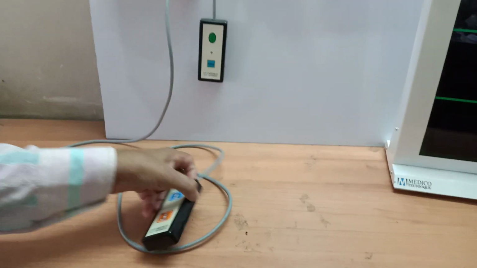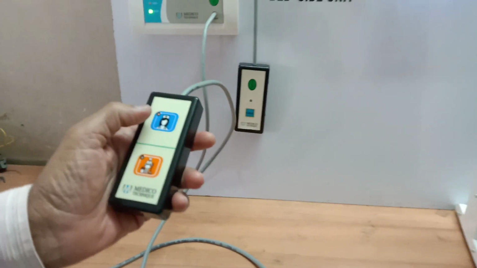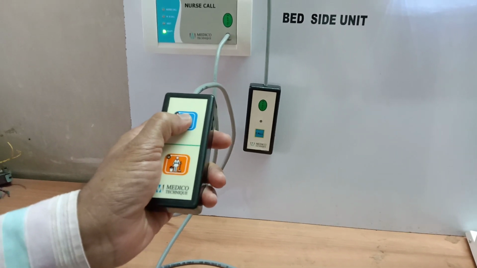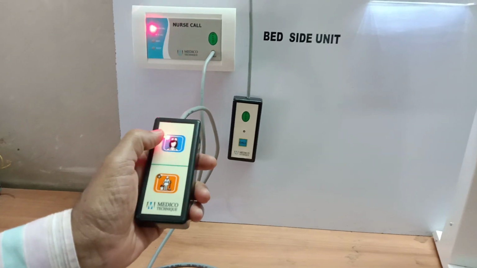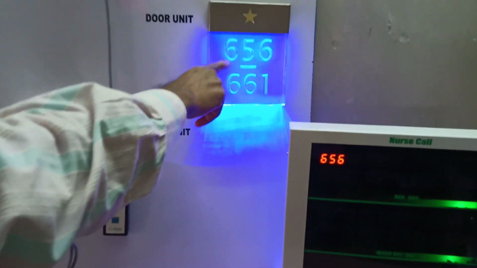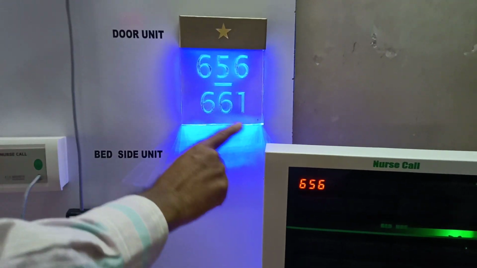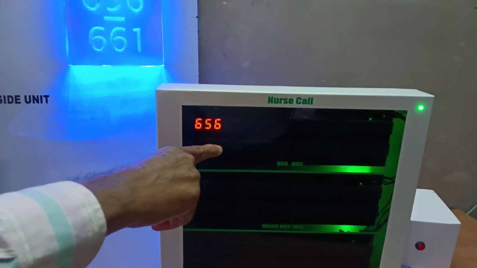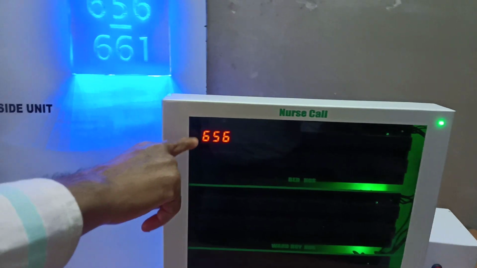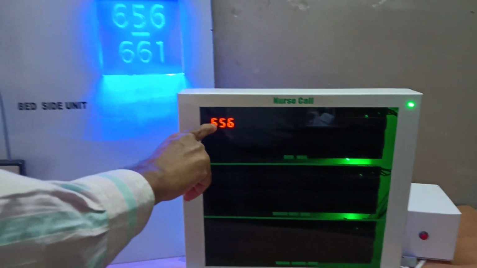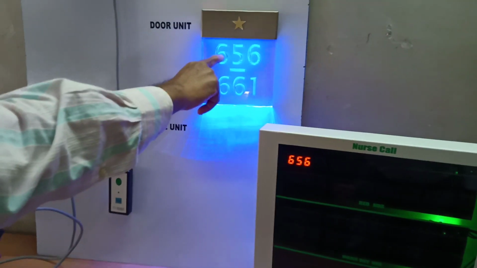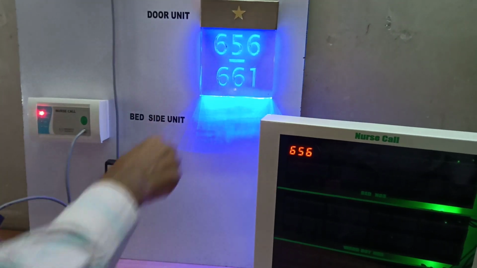Now let us start the system. Suppose the patient wants to call the nurse, he will press this nurse picture. When the picture is pressed, you can see this red light flashing. Along with this, there will be a blue light on the door display, and the corresponding bed number will be flashed on the bed number screen. 656 is the number flashed, which indicates 6th floor, 56 bed number. The same number is on the door, 6th floor, 56 bed number.